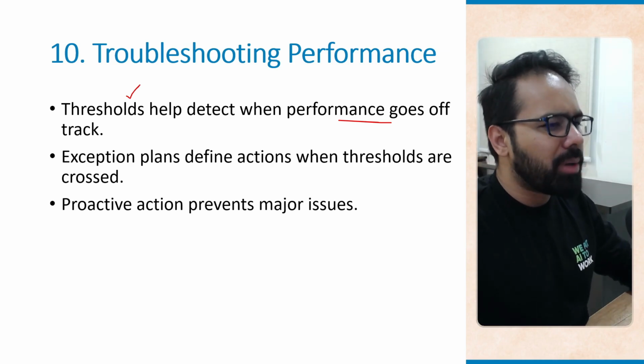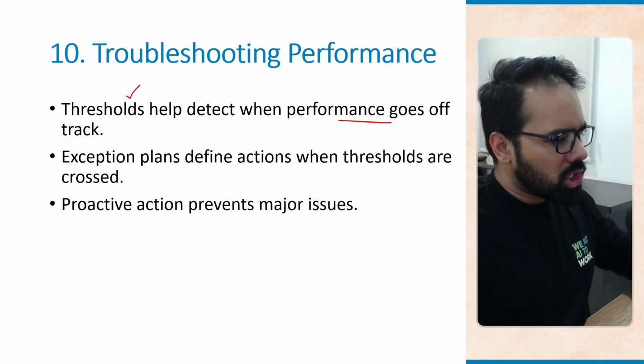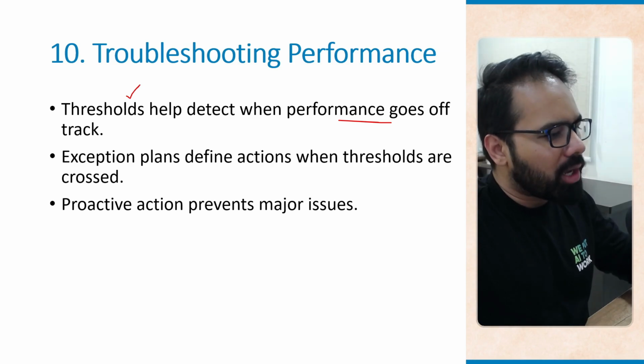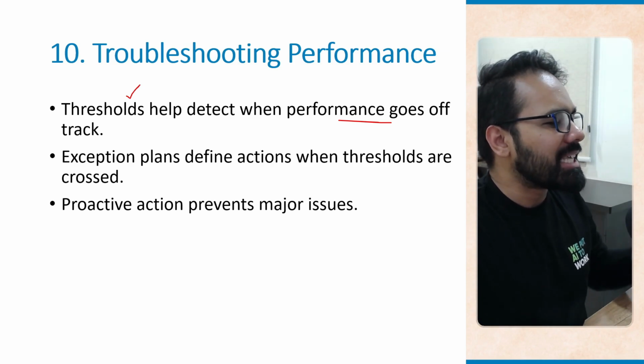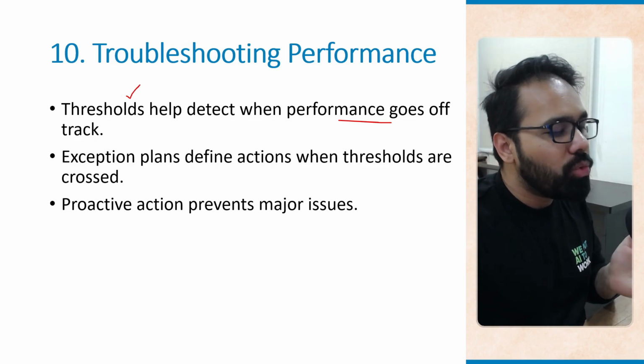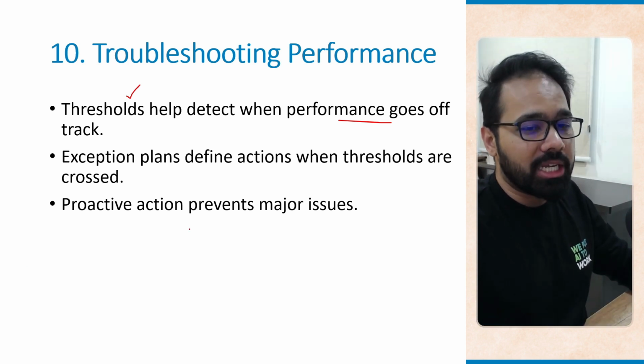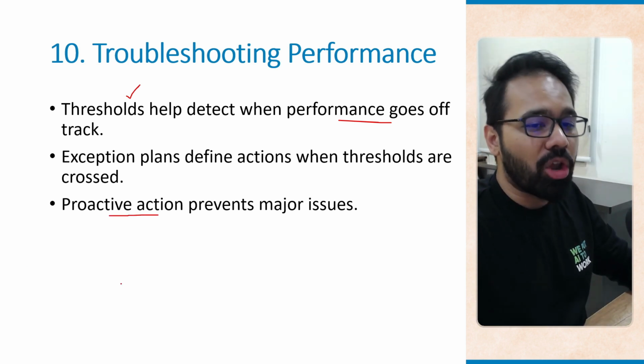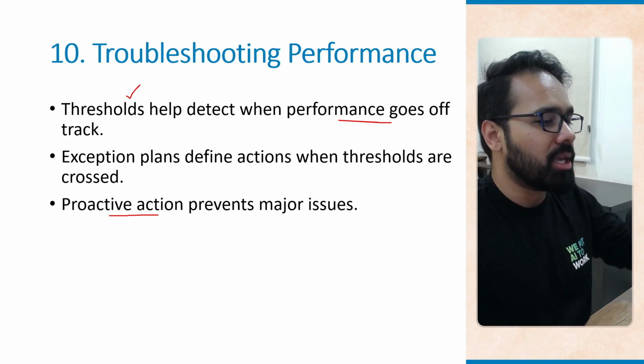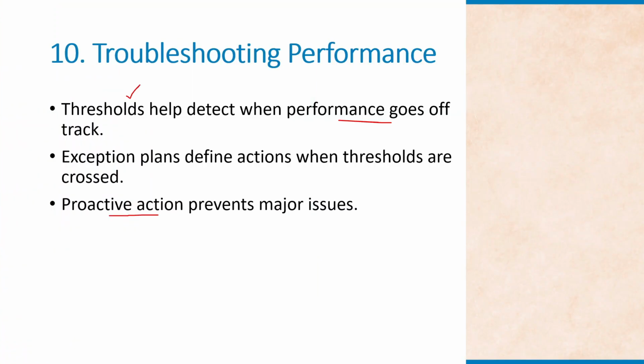Proactive action prevents major issues. So rather than waiting for complaints, the team can anticipate delays by reviewing early trends while the development is already in progress. So this is an example of proactive action that can prevent major issues from happening in the future.